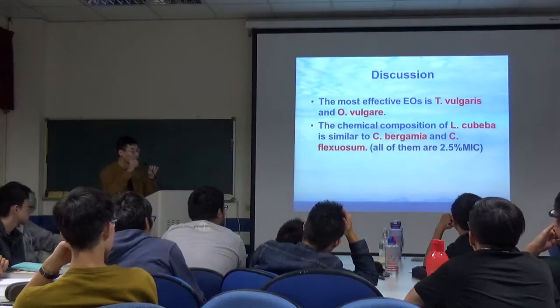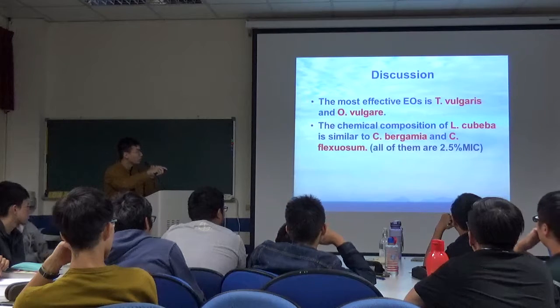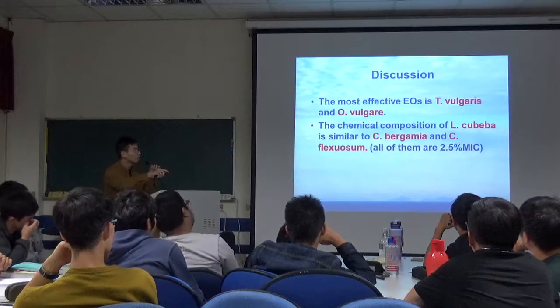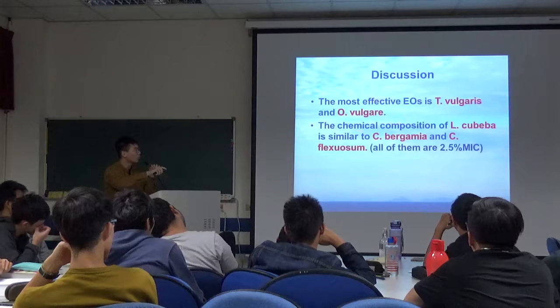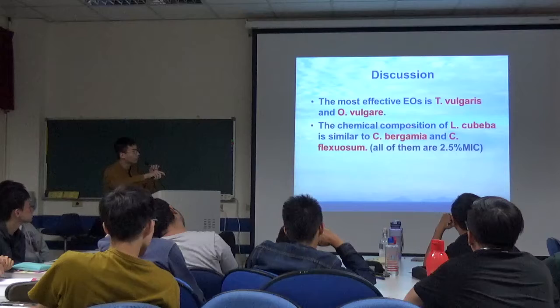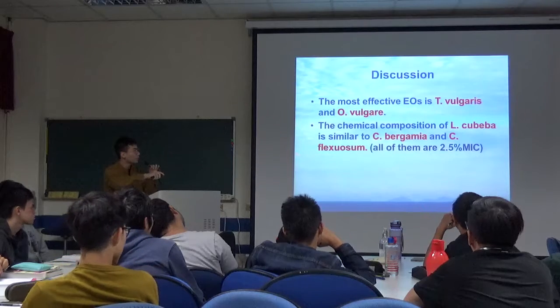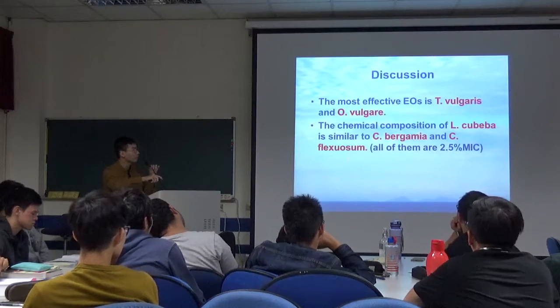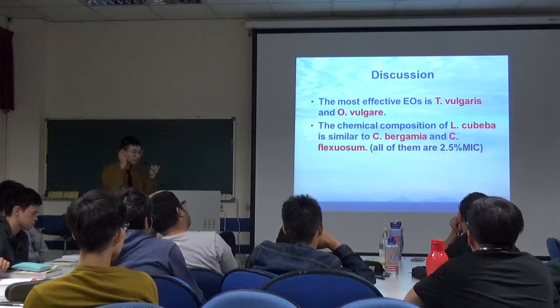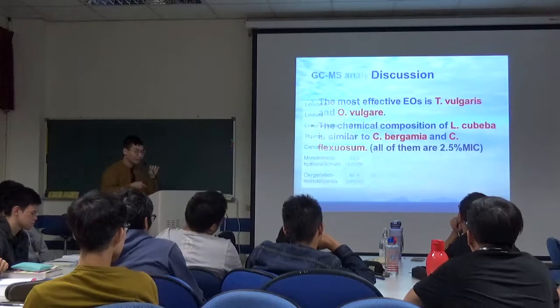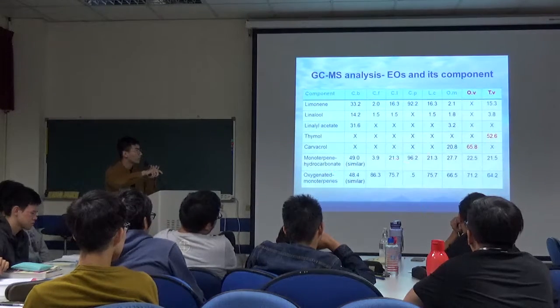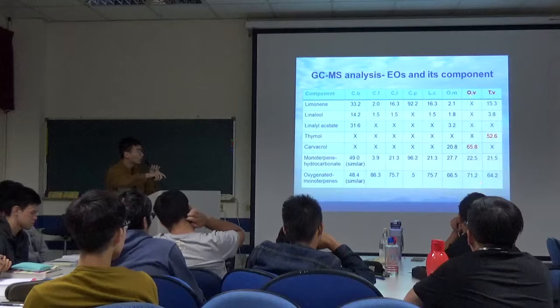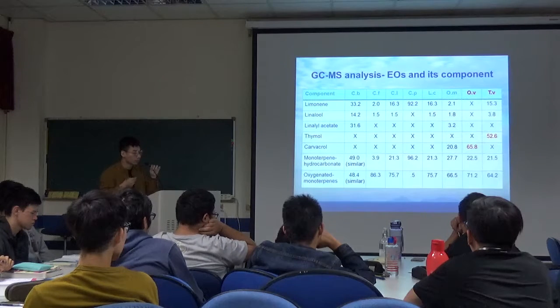And so we know that the most effective essential oils are T. vulgaris and O. vulgare. And the chemical composition of this LC is similar to CBCF. Remember that is 2.5, the minimum inhibitory concentration. And we look at this data, we know that OV and TV are most effective, but why? So we look into it.